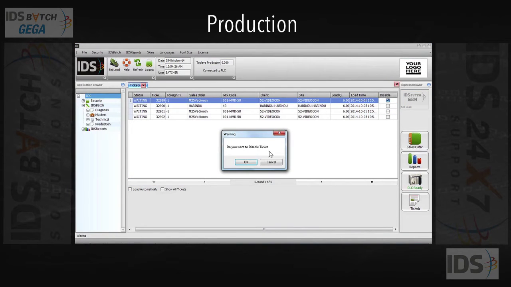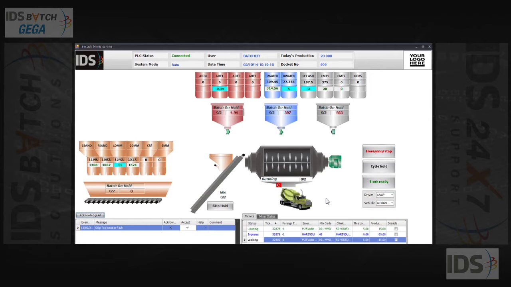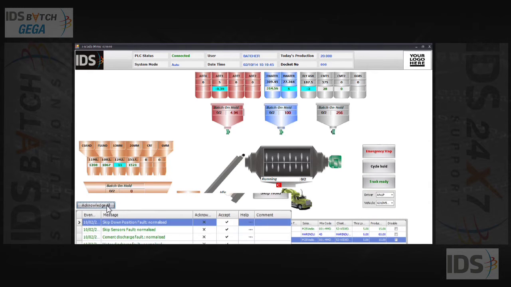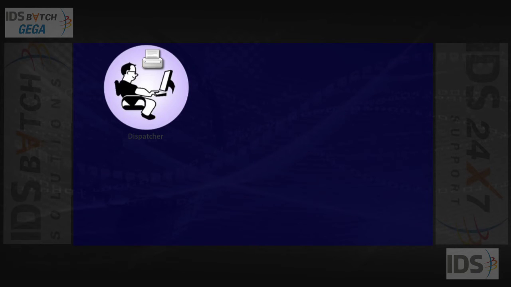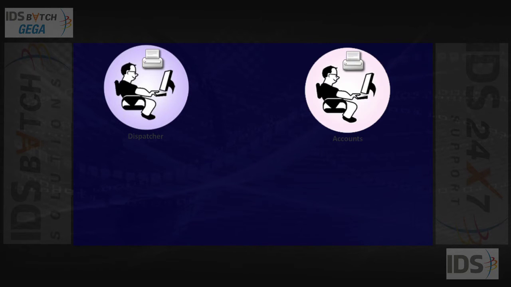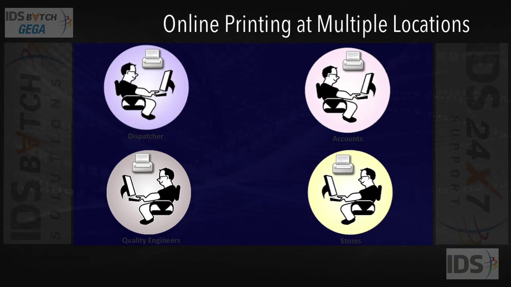A scheduled ticket can be disabled or re-enabled as required. During production, the system alerts the operator for any tolerance or fault and awaits acknowledgement of the same. Both DC and batch reports can be printed online at multiple locations.